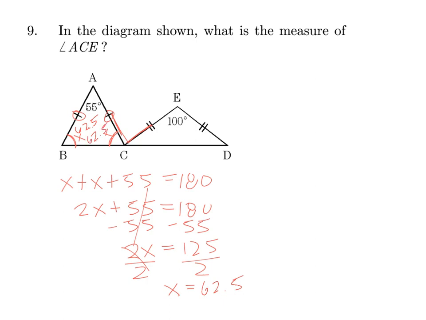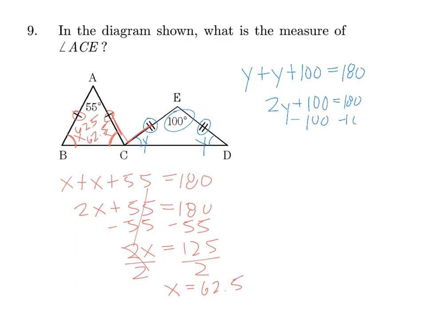62.5. Okay, then we have this isosceles triangle, 100 degrees here. These angles are congruent. I'll call both of these y. So 2y plus 100 equals 180. Subtract 100. 2y is equal to 80. Divide by 2. y is equal to 40. Okay, so that's 40. That's 40.